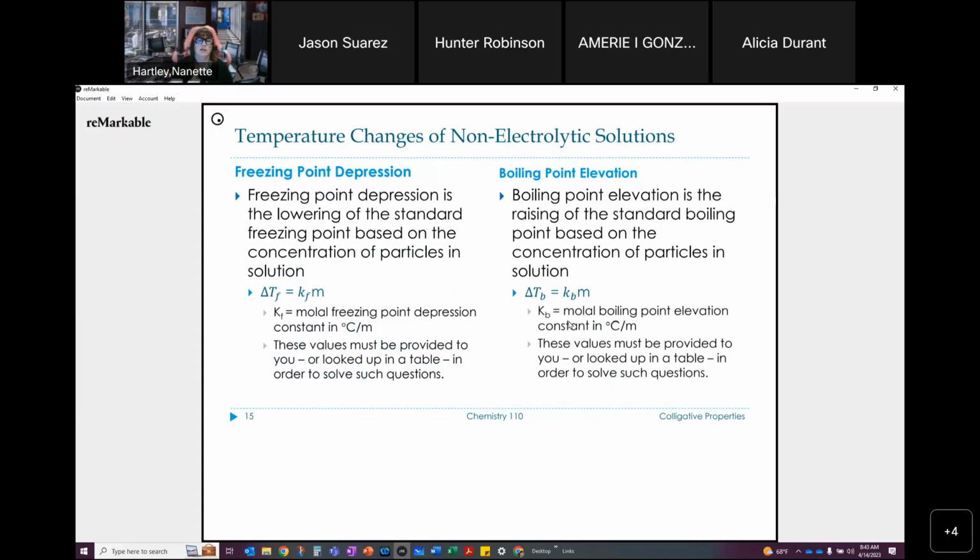Okay. The equations that we use for these are very, very simple. So you'll see that the change in temperature for freezing, delta TF, is equal to KF times m. KF is the molal freezing point depression constant in degrees C per molal. That's awesome. It's not something that you would have to be able to memorize. That is not something I would expect you to memorize.